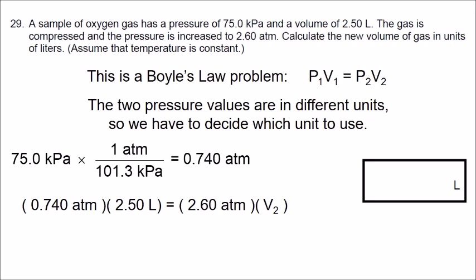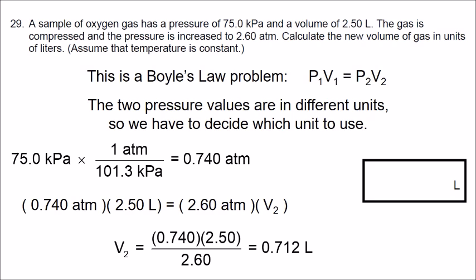Initial volume is 2.50 liters. The new pressure is 2.60 atmospheres. And the new volume works out to be 0.712 liters.